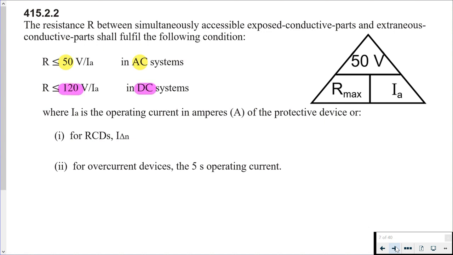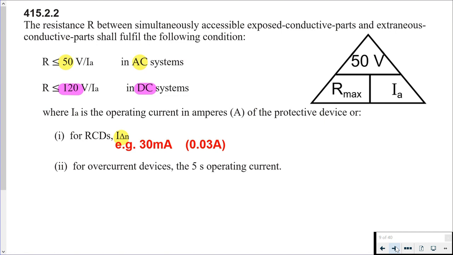Now I prefer, rather than R is less than or equal to, I prefer R max. We're all comfortable using earth fault loop impedance tables where we have a maximum earth fault loop impedance. This should be no different. So R max is equal to 50 volts divided by IA, where IA is the operating current in amperes of the protective device, or if we've got RCDs, we use the trip current rating I delta N. For example, for a 30 milliamp RCD, we use 0.03 amps.